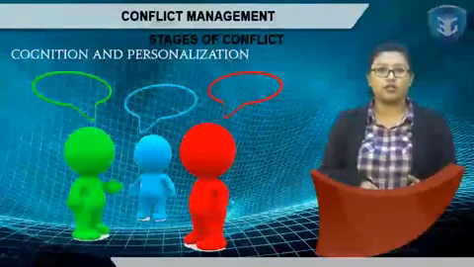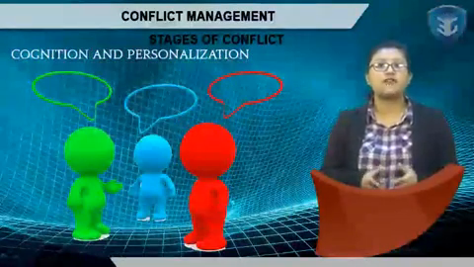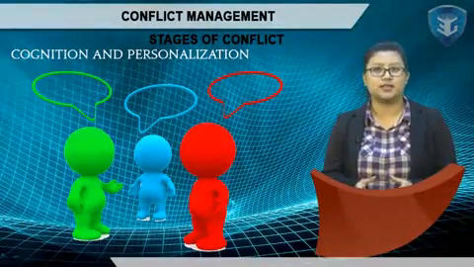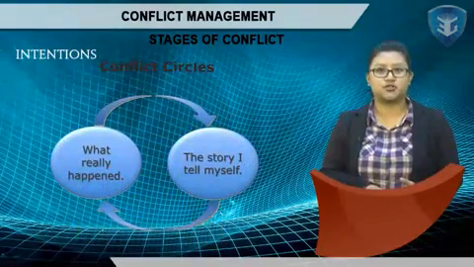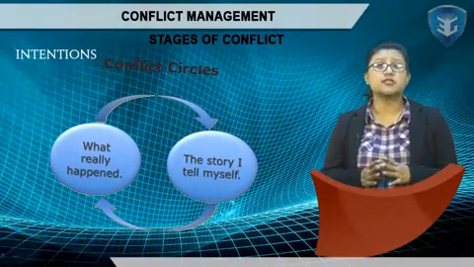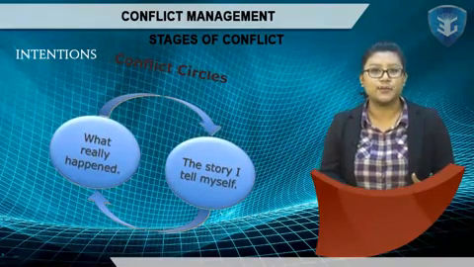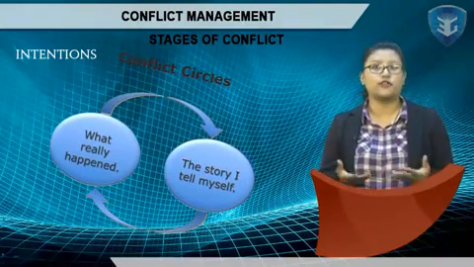Stage 2. Cognition and personalization. Conflict must be perceived by the parties to it. Whether or not conflict exists is a perception issue. Stage 3. Intentions. Intentions are decisions to act in a given way. Intentions intervene between people's perceptions and emotions and their overt behavior.